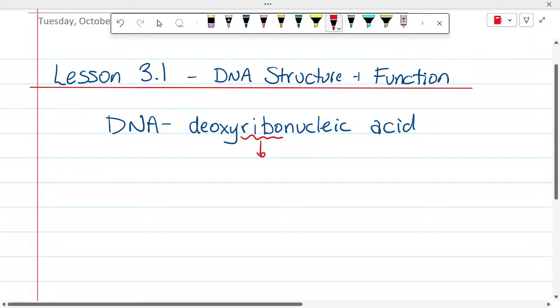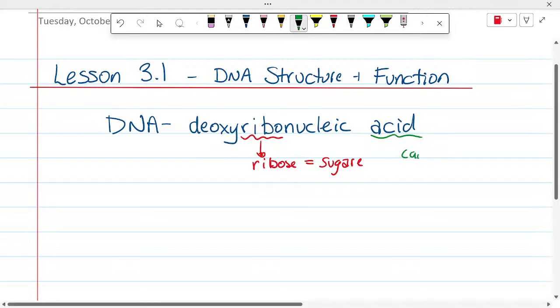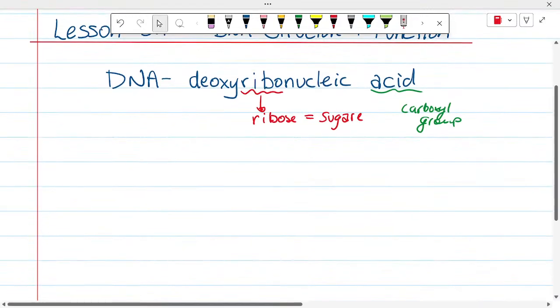Ribo refers to a ribose, which is a type of sugar. Obviously, the fact that this says acid tells us that what functional group should be present? Yeah, so we're going to have a carboxyl group present, right? It's actually a bit of a variation, but that's okay.